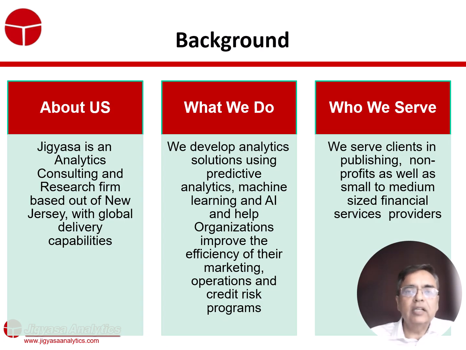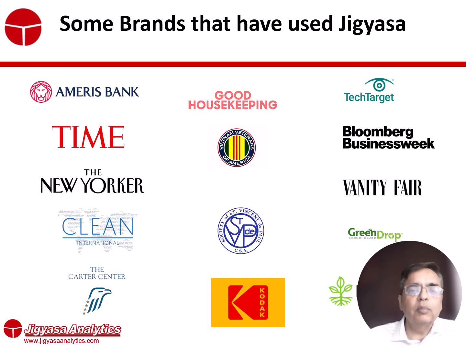A little bit about us. We are a data science company based out of New Jersey and have global delivery capabilities. We help organizations make better decisions for their marketing, operations, as well as risk using data science, machine learning, and artificial intelligence. We serve clients in publishing, nonprofits, as well as small to medium financial services and retail organizations. Here are some brands which have worked with us in the past.